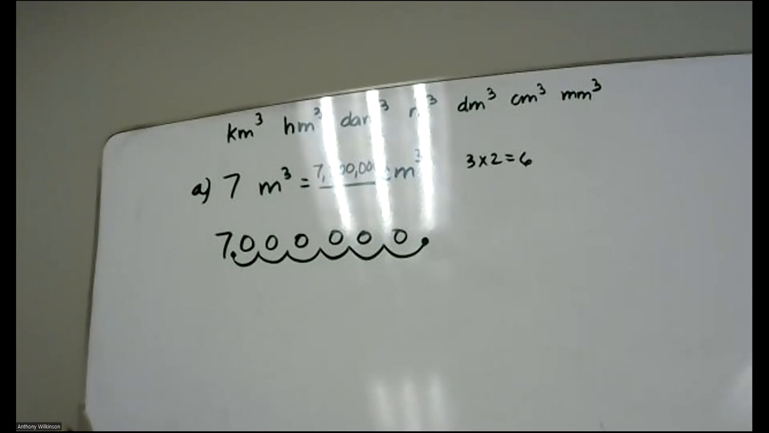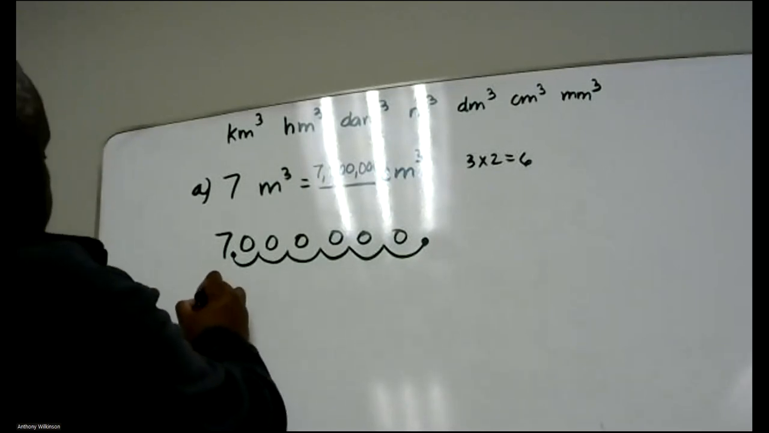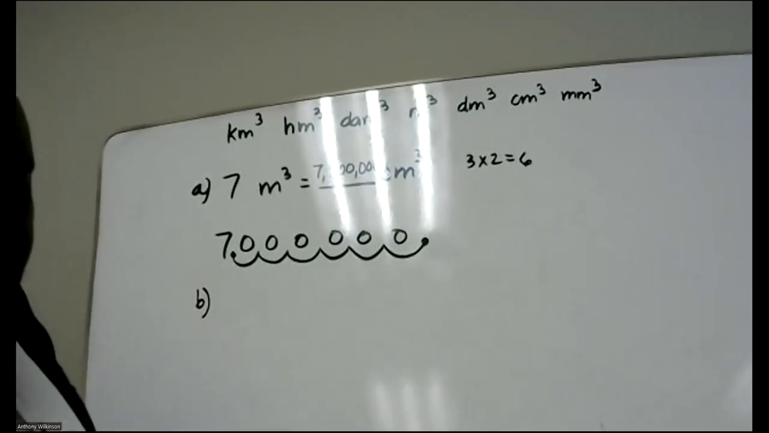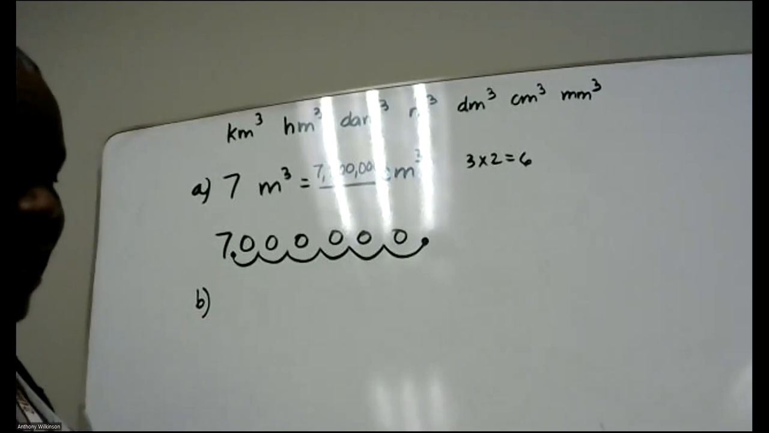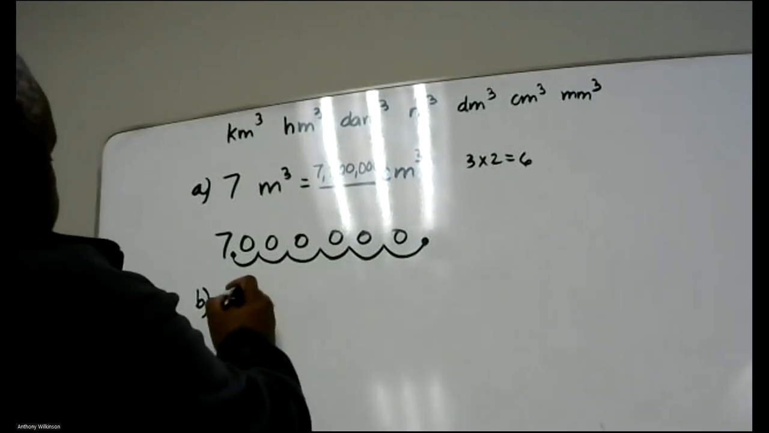Are there any questions about part A? All right, now part B. Here we have 675,000 cubic meters.